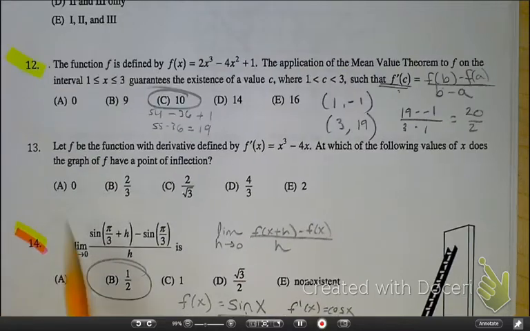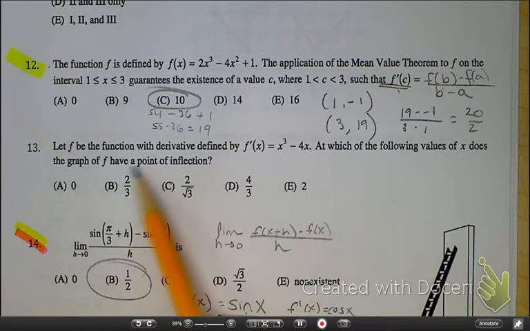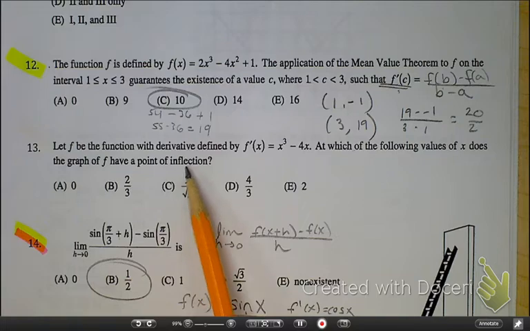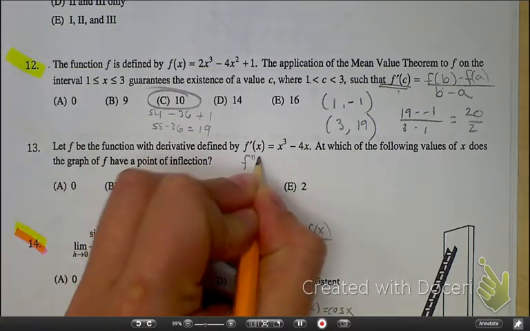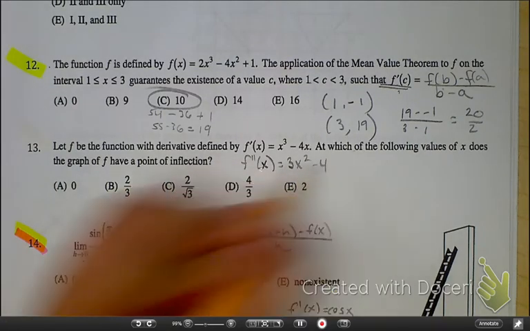For number 13, it says, let f be a function with its derivative given by this. At which of the following values of x does the graph of f have a point of inflection? Now remember that points of inflection are most easily determined from the second derivative. So since this is the first derivative, I'm going to go ahead and find the second derivative. F double prime of x is equal to 3x squared minus 4.